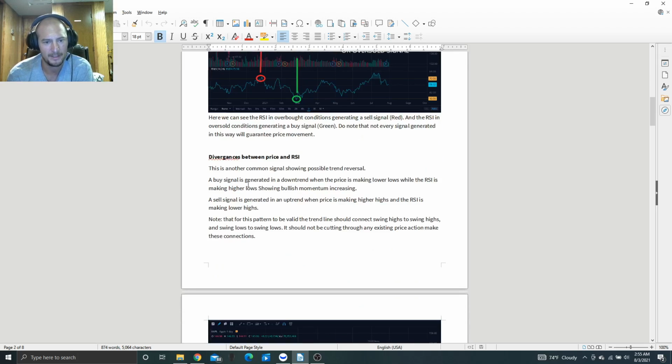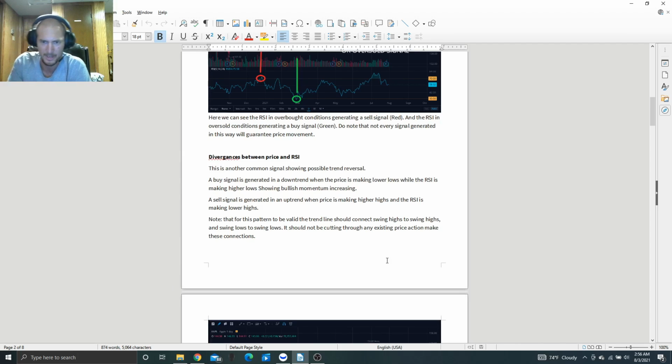Divergences between the price and the RSI. This is another common signal showing a possible trend reversal. A buy signal is generated in a downtrend when price is making lower lows while the RSI is making higher lows, showing bullish momentum is increasing. A sell signal is generated in an uptrend when price is making higher highs and the RSI is making lower highs. Do note that for this pattern to be valid, the trend line should connect swing highs to swing highs and swing lows to swing lows. It should not be cutting through any existing price action to make these connections.